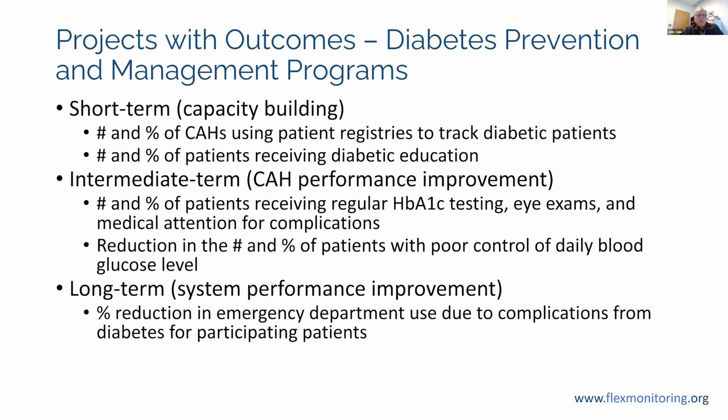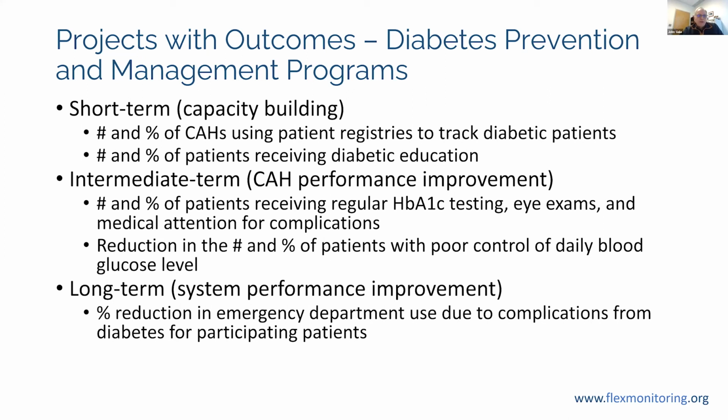Intermediate, the CAH level of performance: what are the percent and number of patients receiving HbA1c testing, eye exams, and all the other things that are necessary? Finally, are they using the electronic record? And this is why I think when you're doing this, they should be really staying at the patients that they have direct responsibility for. What's the reduction in the number and percent of patients with poor control of their daily blood glucose?